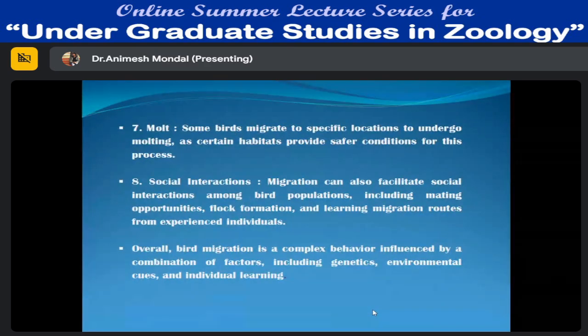Now another reason is molting. Some birds may migrate to a specific location to undergo molting, as certain habitats provide safer conditions for this process.